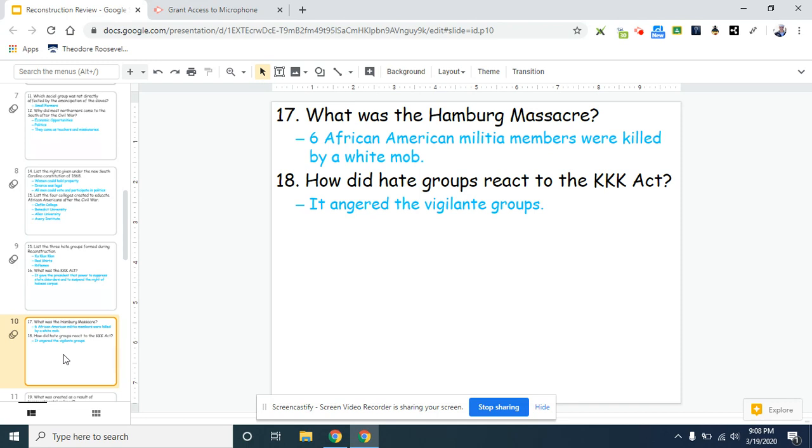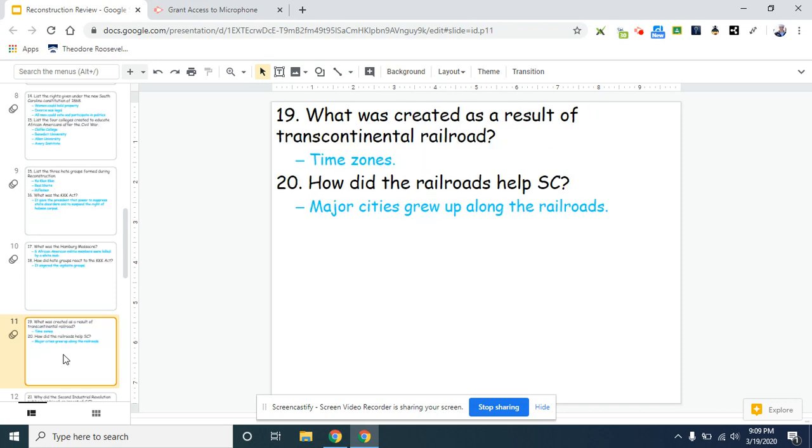Number 18. How did hate groups react to the KKK Act? It angered the vigilante groups. They're like, how dare you send the military to crush our little rebellion and murder us swine, hordes of people that ride around on horses with bed sheets on the top of their head to go kill people. They were angry about it because they liked riding around on horses and bed sheets killing people, apparently. So, it angered them, made them upset that they would use the military against them.